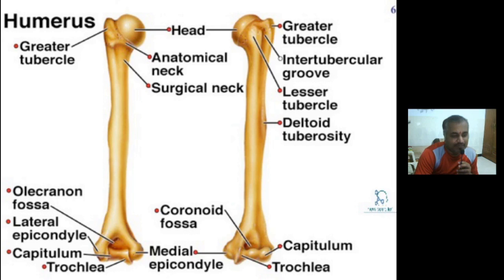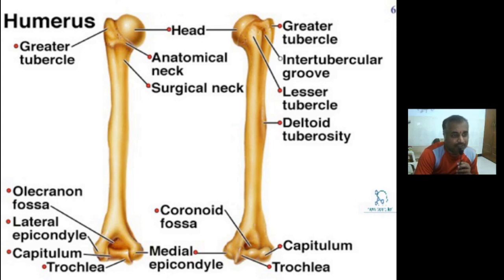On the medial aspect, there is a pulley-shaped structure called as trochlea, and on the lateral aspect, there is a small head-like structure which is called as capitulum. In between the two and the shaft of the humerus, there is a depression called as a coronoid fossa, which is for articulation of the coronoid process of the ulna. There is a projection on the medial aspect which is called as medial epicondyle, and there is a projection on the lateral aspect which is also called as lateral epicondyle.